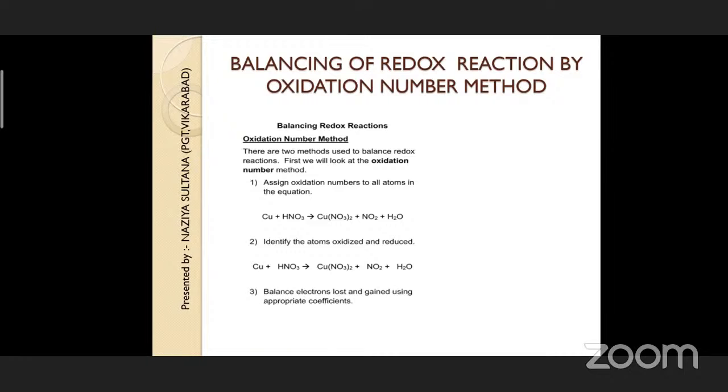In the oxidation number method, first we need to identify the elements which are undergoing a change in the oxidation state. Once we identify the elements, we need to see how much change is being done, and then we have to multiply the numbers with a suitable integer such that the number of electrons lost is equal to the number of electrons gained. Then after we multiply, we just adjust the coefficients. We multiply the whole equation, and then we get the balanced equation. So the oxidation number method is quite simple.